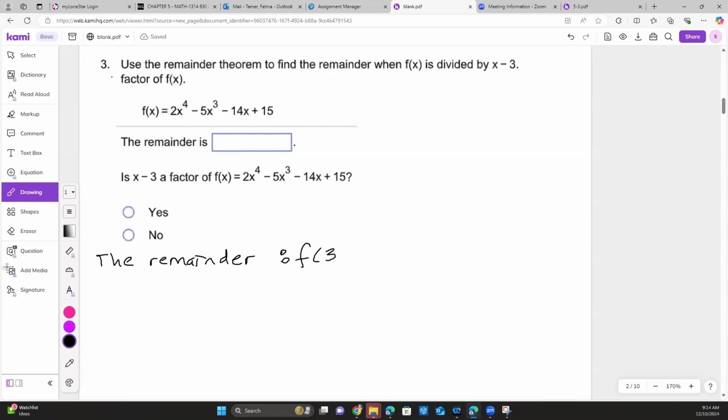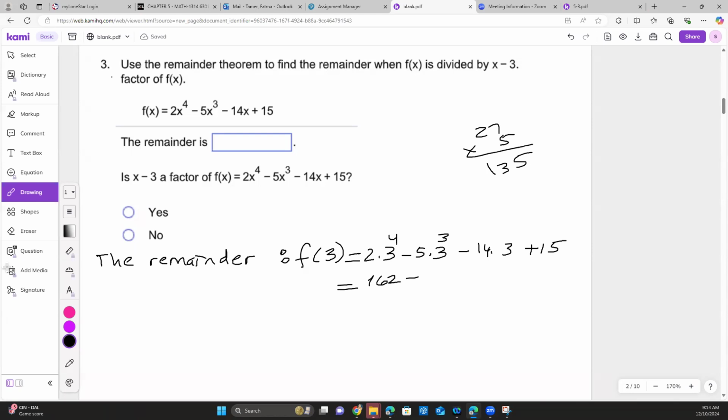So if I calculate f of 3, I can find the remainder. I need 2 times 3 to the 4th power minus 5 times 3 to the 3rd power minus 14 times 3 plus 15, and I just have to evaluate this expression. That's 81. 2 times 81 is 162. That's a 27, and 5 times 27 will be 135. And then 14 times 3 will be 42, and that's a plus 15. This is a lot of numbers to add and subtract, but we'll do it.